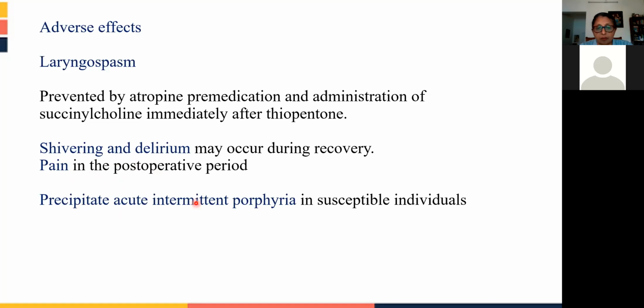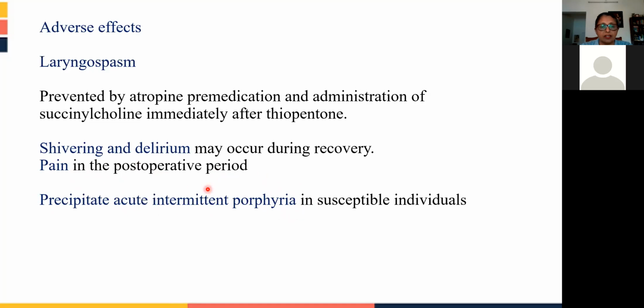Then one important adverse effect: it can cause acute intermittent porphyria in susceptible individuals. This question is very important for the university exam as well as for the PG entrance exam. The anesthetic which precipitates acute intermittent porphyria is thiopentone sodium.